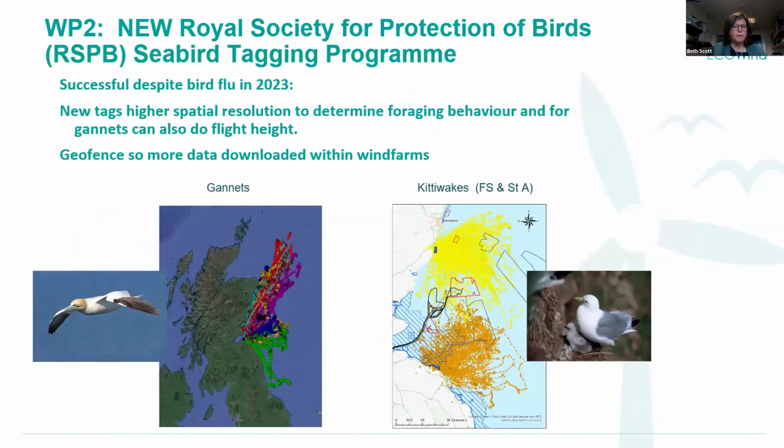We've also worked with the RSPB, which is the Royal Society for the Protection of Birds. They've had these big tagging programs. We've got these beautiful brand new GPS tags that are really high resolution and do what they call geofencing, so that you put an area on the map, and when the bird is in that area, like the wind farm, it can actually take many more times of data per second. So lots of that is coming in.